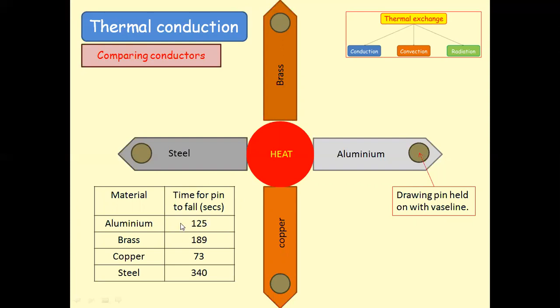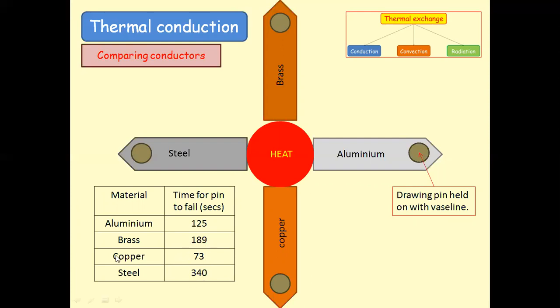In the following table, we have the time that is taken for the Vaseline to fall down. For aluminium, it was 125 seconds. For brass, it is 189 seconds. For the copper, it is 73 seconds. For steel, it is 340 seconds.